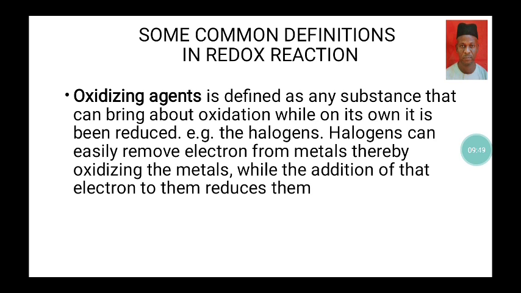For example, the halogens. Halogens can easily remove electrons from metals. From our definition of oxidation, removal of an electron oxidizes the metal, while the addition of that electron to the halogens reduces them, because addition of electron is a reduction.